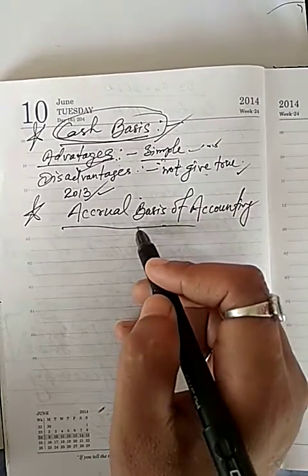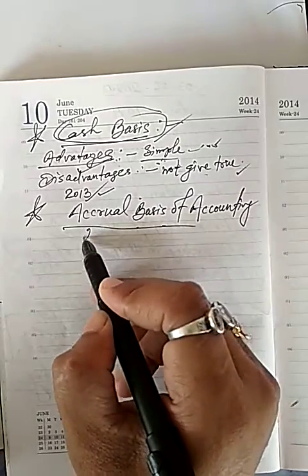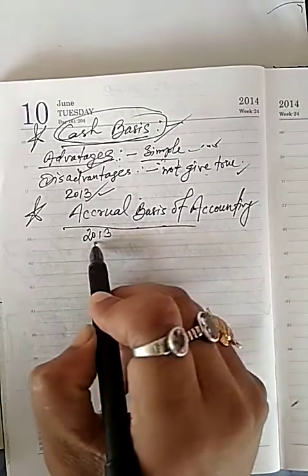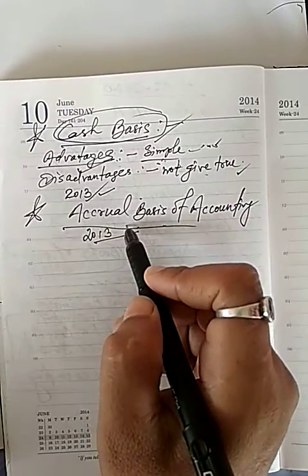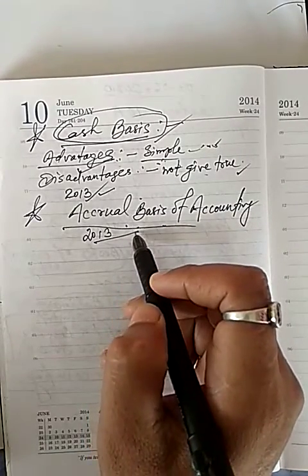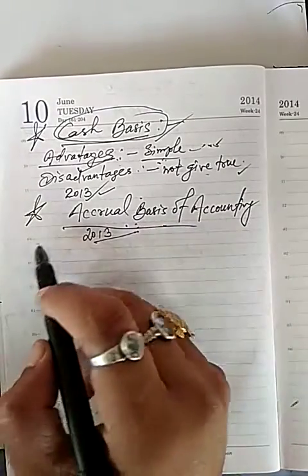Under the Companies Act 2013, all companies are required to maintain their accounts according to the accrual basis of accounting.